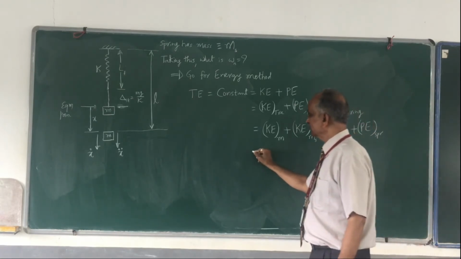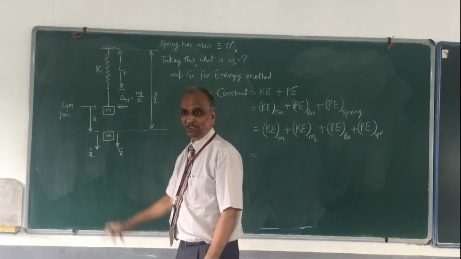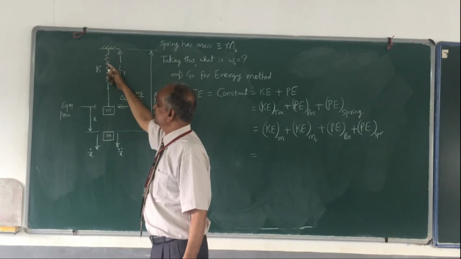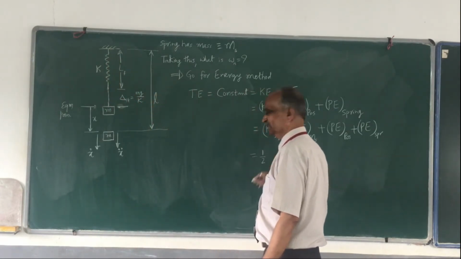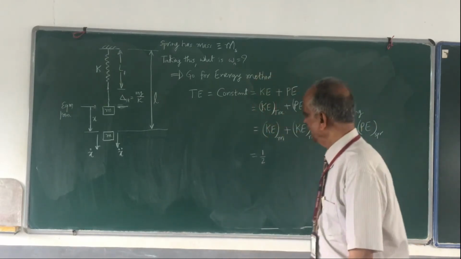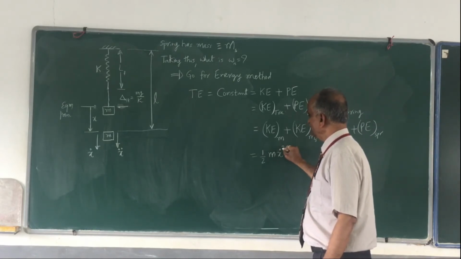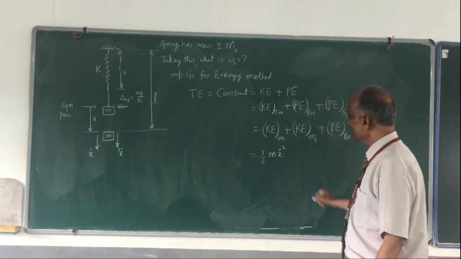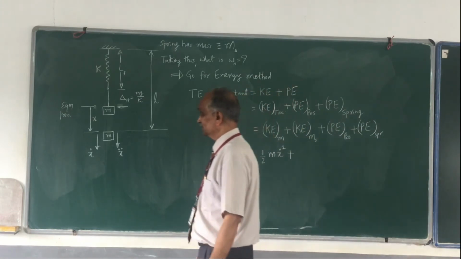Okay, now let me calculate. This mass m, I have a point mass. This ms is not a point mass. I have mass everywhere. So kinetic energy, as we all know, is half mass into velocity square. Half m into x dot square. That is the kinetic energy of the mass m. The kinetic energy of the mass ms, the spring, is not that simple.